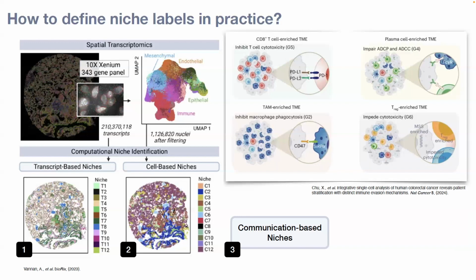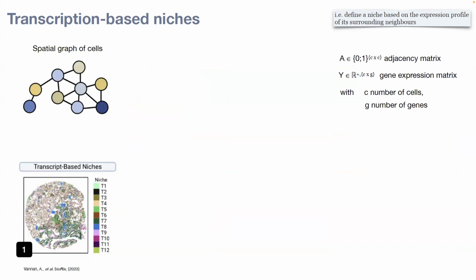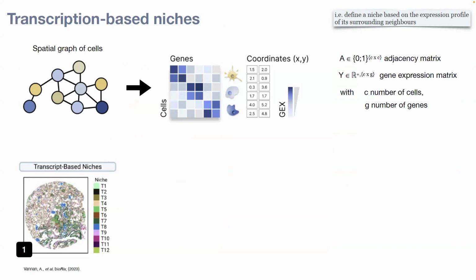That's why I think picking up spatial now in all of your analysis is an important step. So as promised, let's now look into how in practice you would define a transcript-based niche. We start again with what we learned before, a spatial graph of cells that you picked depending on your radius. The next step, we typically get from these types of data sets a cell times gene matrix with annotated cells at specific coordinates.